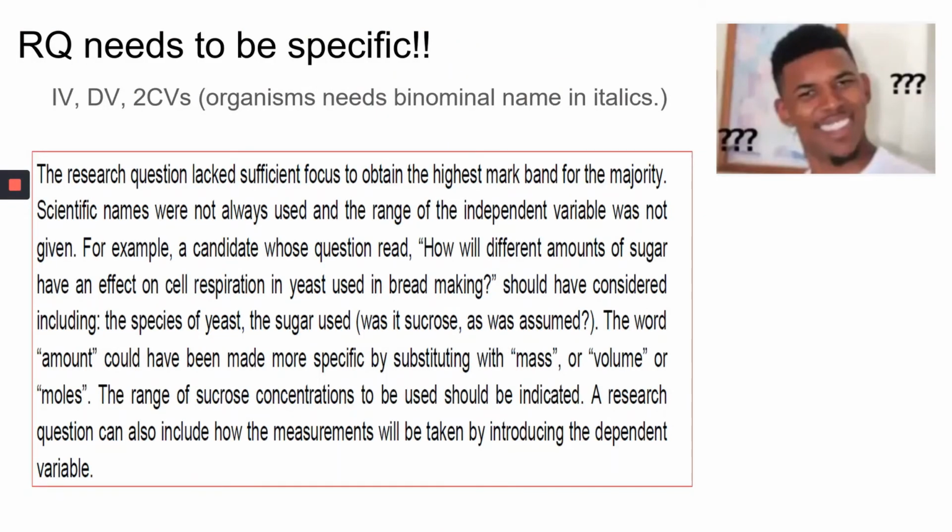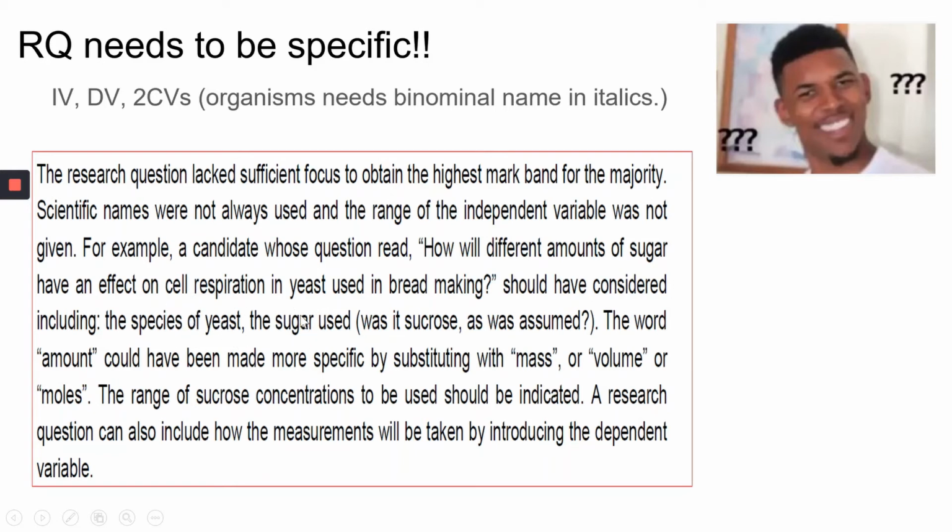Now, next one. This one is actually another quote from the examiner report. You can pause the video and see, but I just want to highlight a few things. For example, right here, they were saying that some students mentioned the aim to be how different amount of sugar affects cell respiration of yeast in bread making. Very simple. But then they say you need to mention the species of the yeast, that is the biological name.